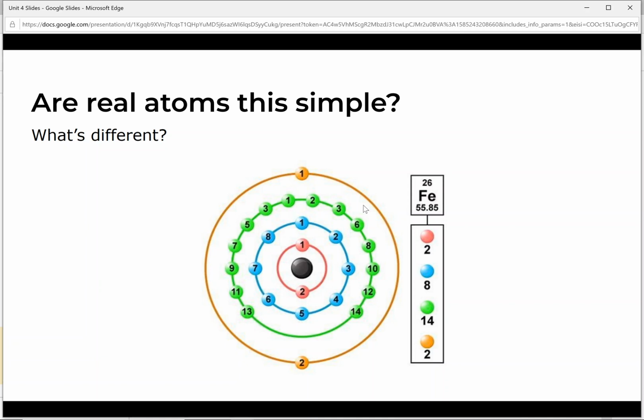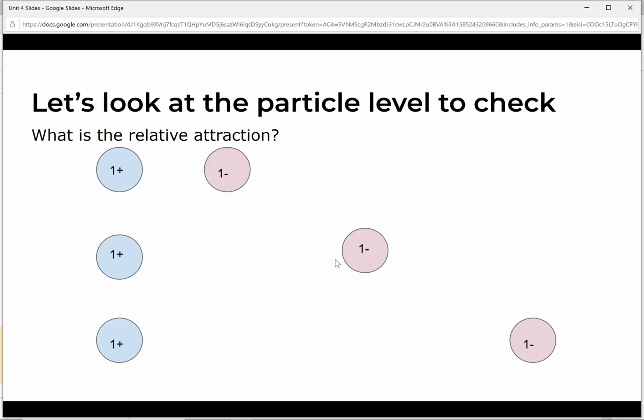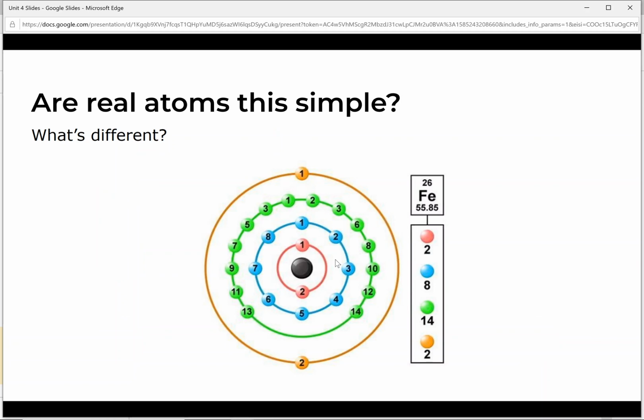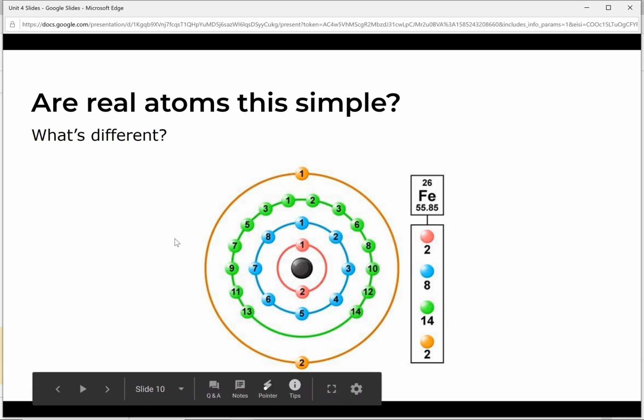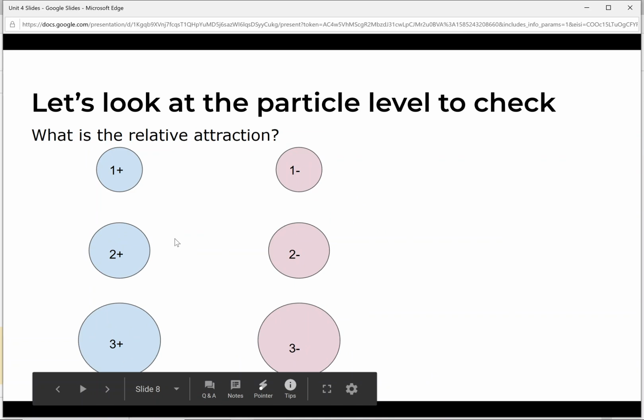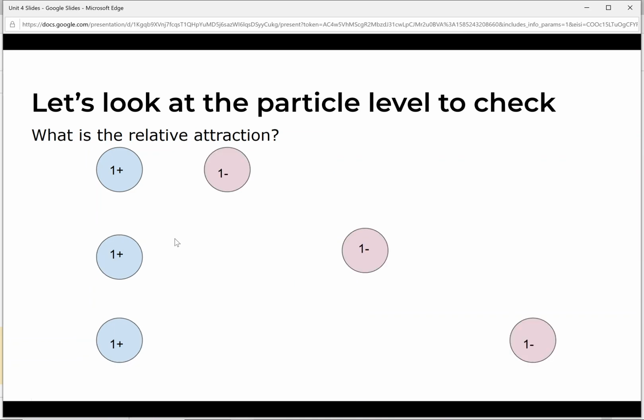I just want you to think for a second. These 2 examples, is that as simple or as complex as a real atom? And what's different about the way that this atom is arranged compared to like how these charges are arranged?